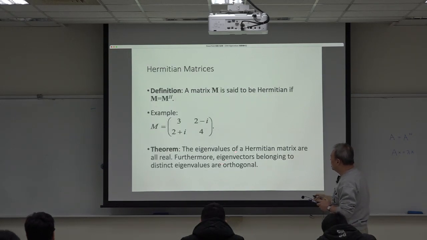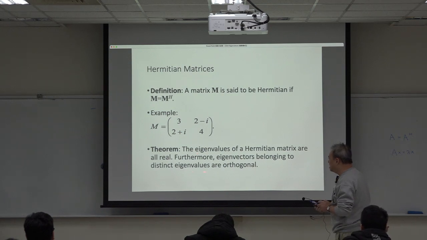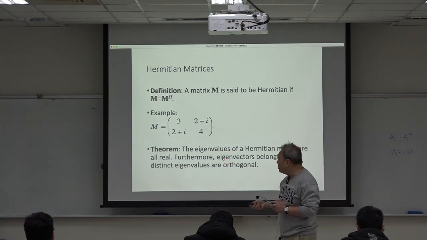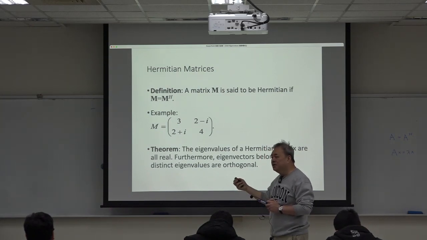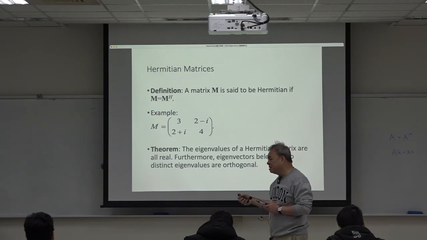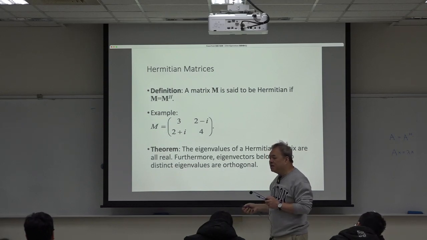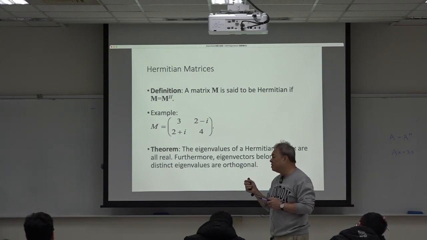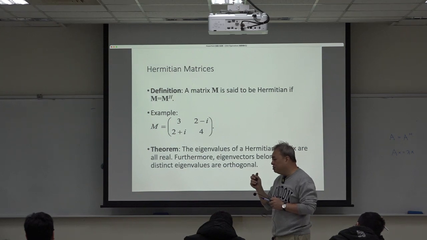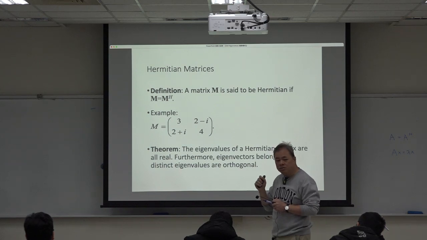Another thing is, we say the eigenvectors for different eigenvalues are orthogonal. By the way, we can also define orthogonal the same way as we defined it for real vectors. What's that? The inner product of these two eigenvectors is 0. So if the inner product of two eigenvectors is 0, then these two eigenvectors are orthogonal.